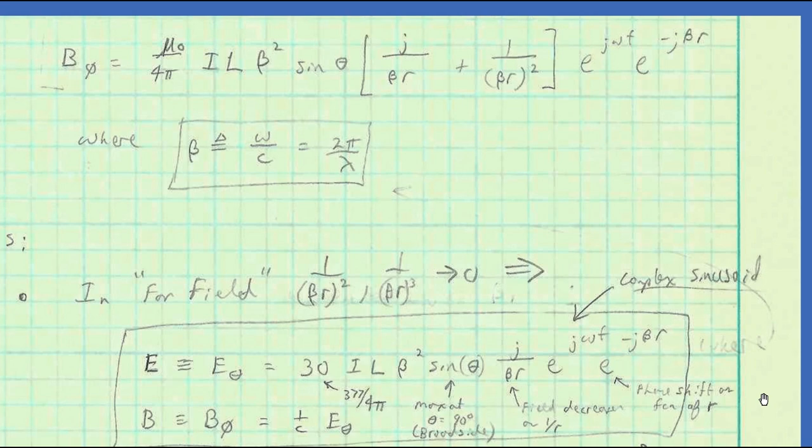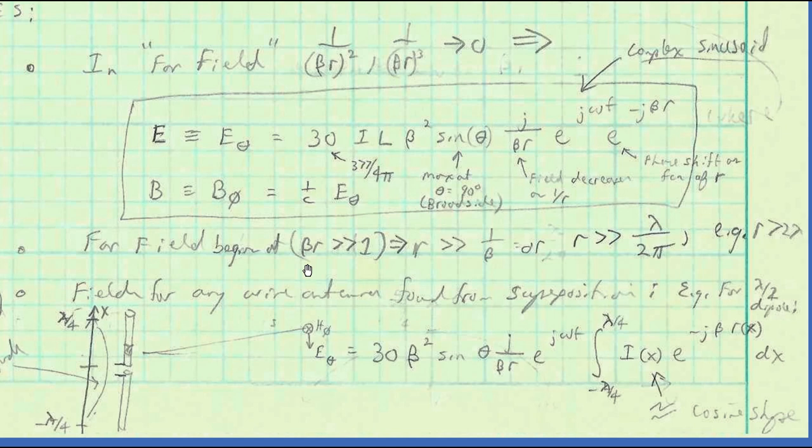The second bullet here talks about what far field actually means now. It means beta times r, 2 pi r over lambda, is much, much greater than 1 for this little current element. So for the current element itself, the far field begins at a distance r, which is much greater than lambda over 6, basically. And in general, for a dipole, by the time you're one or two wavelengths away from it, you're in the far field. If you're dealing with something like a dish antenna, you may need to be a lot farther away to get into the far field.